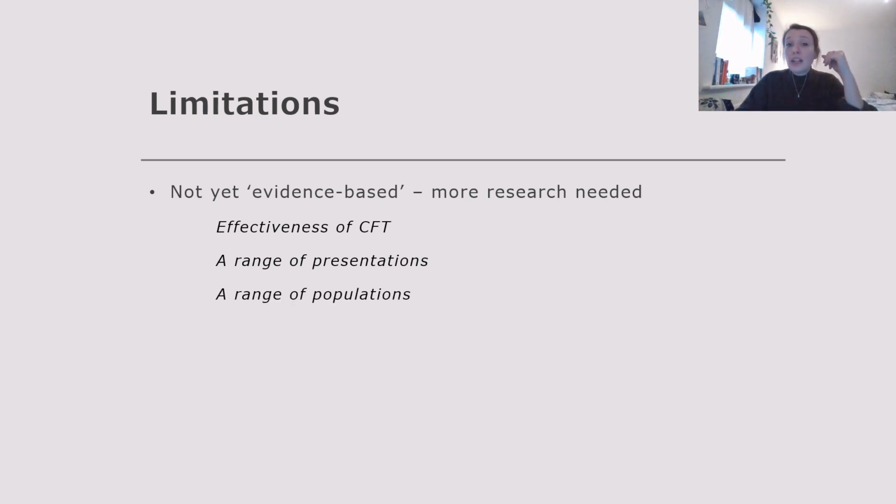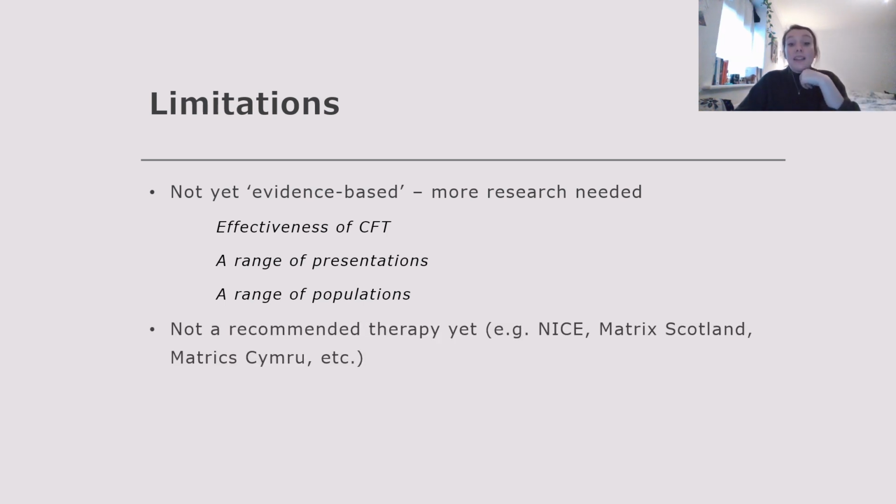And in a range of populations, as I said, whether it's with children, is this a concept that's a bit tricky for kids to understand, or can it be adapted for children? What about older adults? What about working age adults? We need to look at all of this. It's not yet a recommended therapy. If you look at any of the guidance, it's not even on the horizon to be recommended yet because the evidence base is just not there, which is a shame.